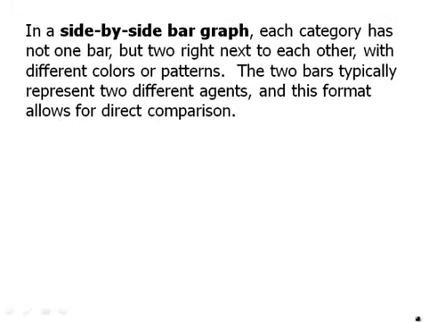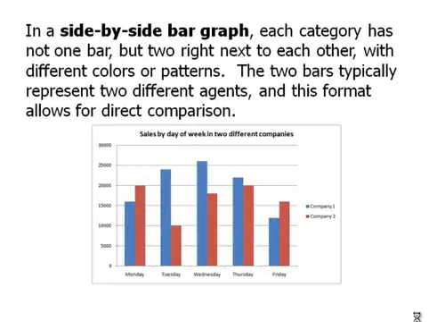By contrast, in a side-by-side bar graph, each category has not one bar but two right next to each other. The two bars typically represent two different agents, and this format allows for a direct comparison. So here we have Company 1 and Company 2. Here we don't care about adding the sales because it's two different companies.